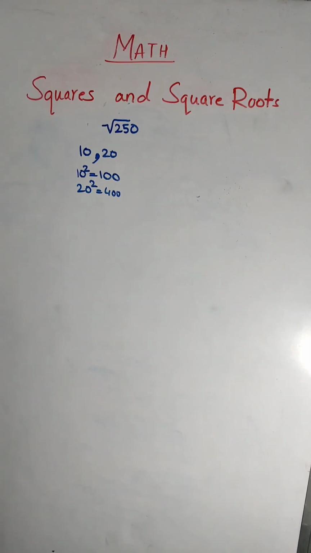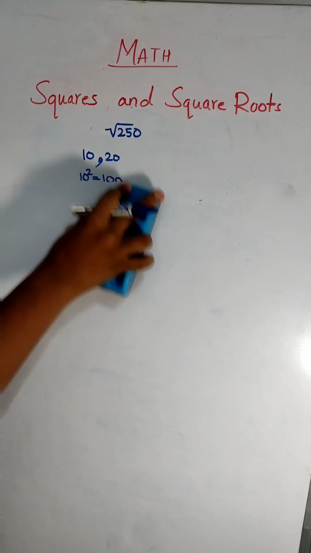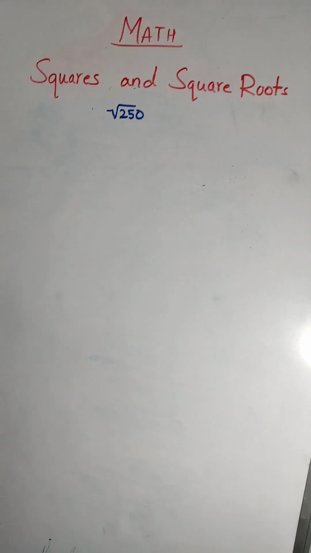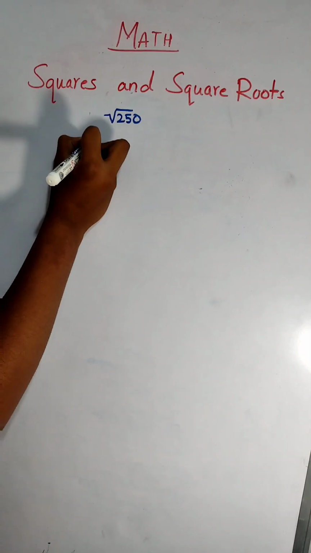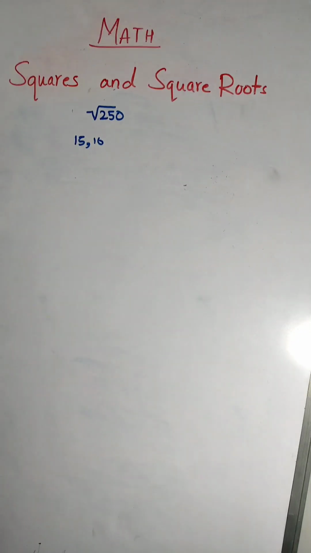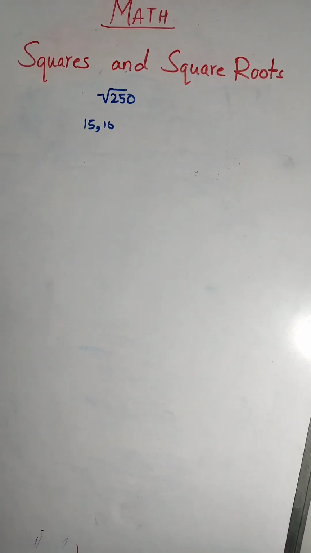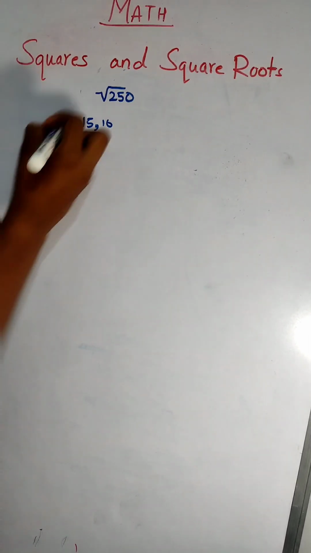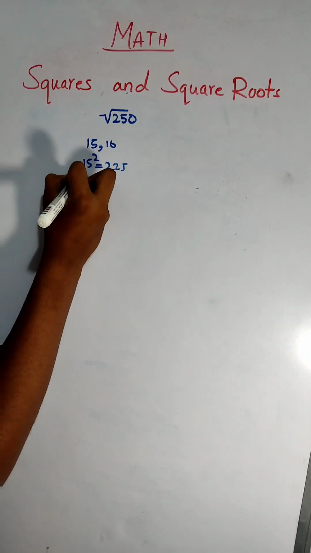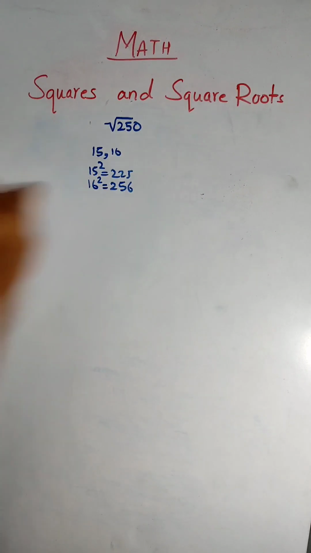Now let's try to get as accurate as we can. So we know that it falls between 10 and 20, but that's not the closest value we can get. Let's take 15 and 16. If we take these two numbers, we know the squares. We know that 15 square is 225 and 16 square is 256.